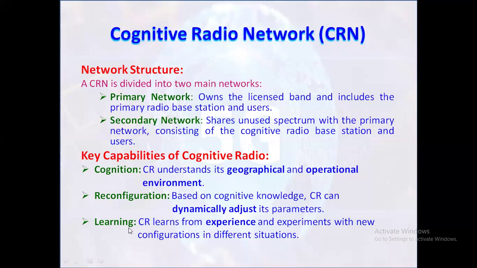Next one is the learning. Another critical capability of CR is its ability to learn from experience. Over time, cognitive radio systems can analyze past interactions, outcomes, and network conditions to improve their performance. CRs can experiment with new configurations and strategies in different situations, allowing them to continually enhance their efficiency and adapt to evolving environments. This learning capability makes CRs highly versatile and responsive to dynamic wireless communication needs.